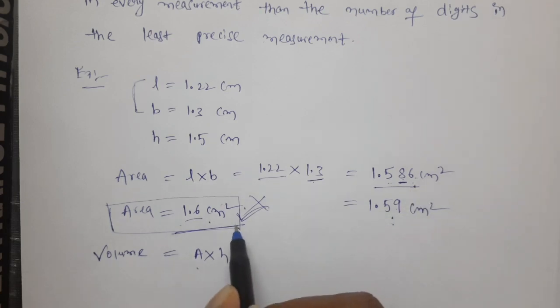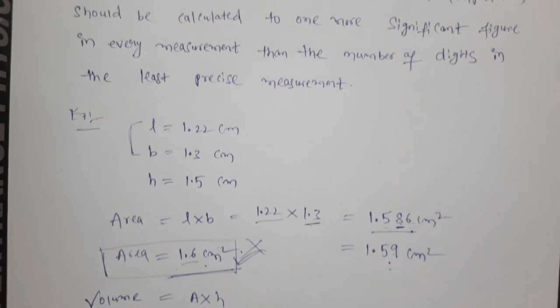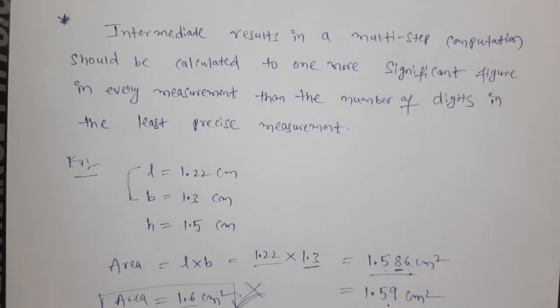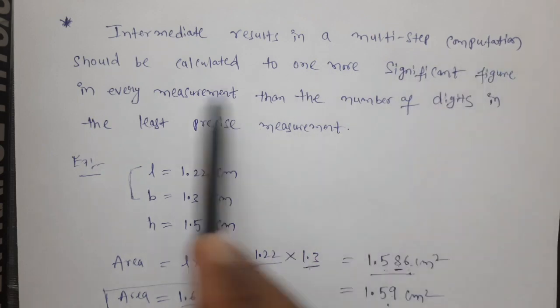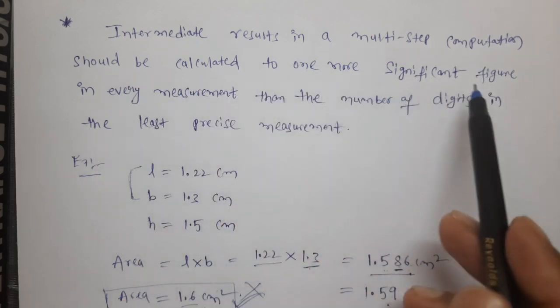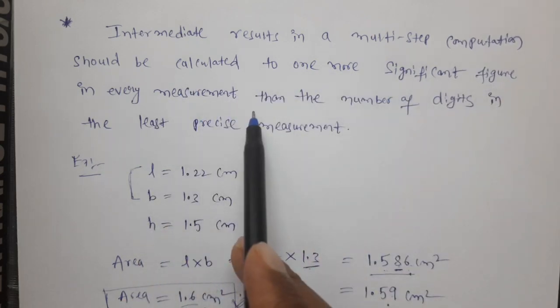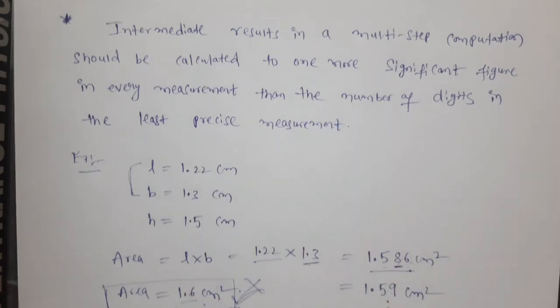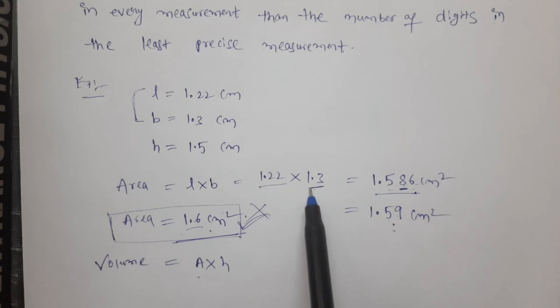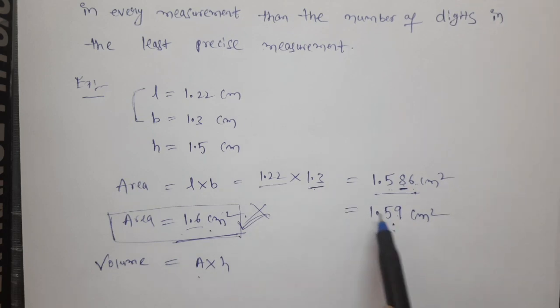So what is that statement? Intermediate results in a multi-step computation should be calculated to one more significant figure in every measurement than the number of digits in the least precise measurement. So here, what is the least precise measurement? This is the least precise measurement, right? 1.5. So this is the least one, and it is up to only 0.1.